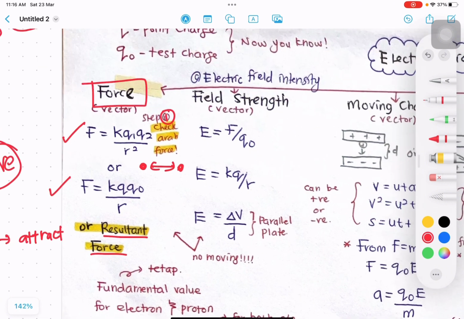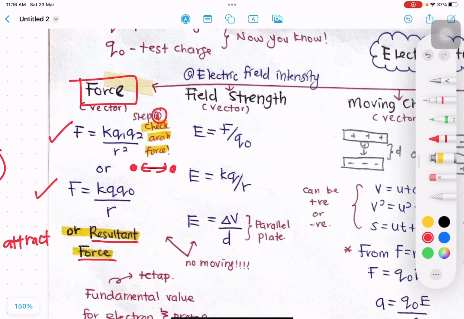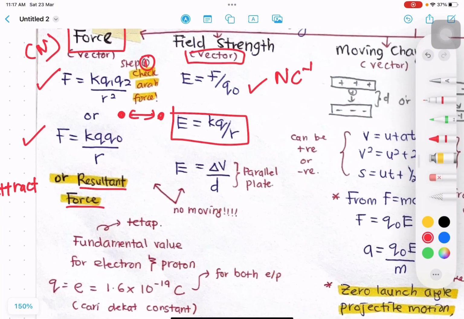Alright, let's go into the field strength. It's actually a vector quantity. So we have 3 formulas. E equals to F over Q naught. The electric field strength is measured in, for force of course in Newton, but for field strength it is Newton per coulomb. E equals to KQ over R square, and when it involves the parallel plate, we have 2 parallel plates, so we need to use E equals to delta V over D.